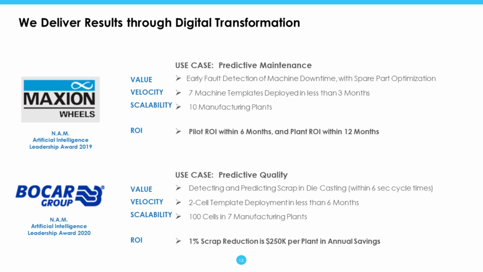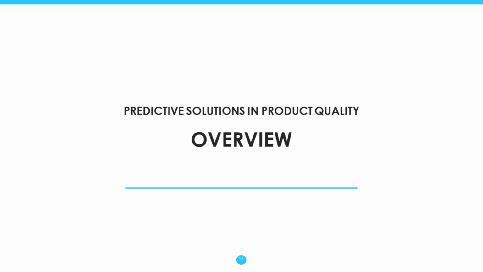If you have 100 casting cells across your operation, think big, start small. Start with 2 or 3 key assets and think about how scalable that template is to the remainder of your organization. And think ROI. What is the business case? In fact, a 1% scrap reduction in a mid-sized casting operation is near $250,000 per plant per year in annual savings. And this hard ROI does not include warranty mitigations or recall claim mitigations and other business cases that we'll talk about in a second.